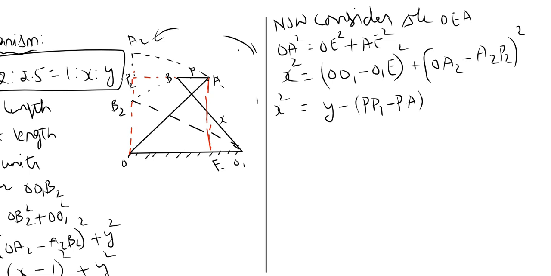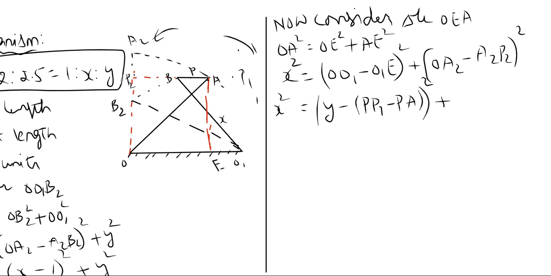Now see here O1E. The bottom link will be having an O1E. Now if you see the point PP1, this point will be the P1 point. So if you subtract PP1 minus PA, you will get the point O1E. So that's why here I'm writing O1E as PP1 minus PA. So this will be the whole square plus this OA2.